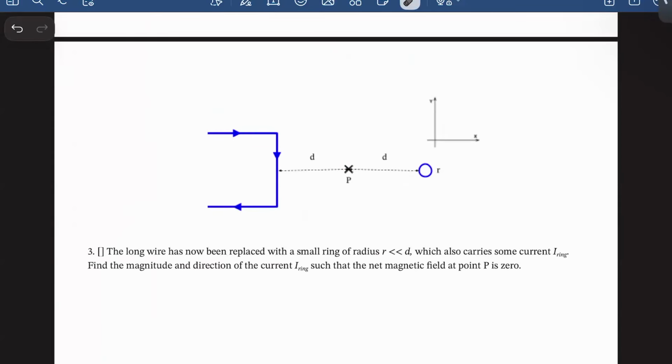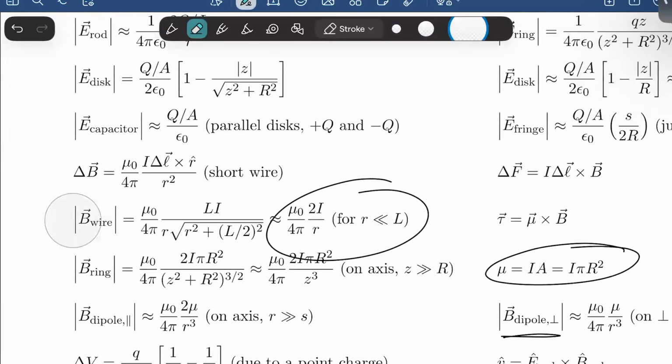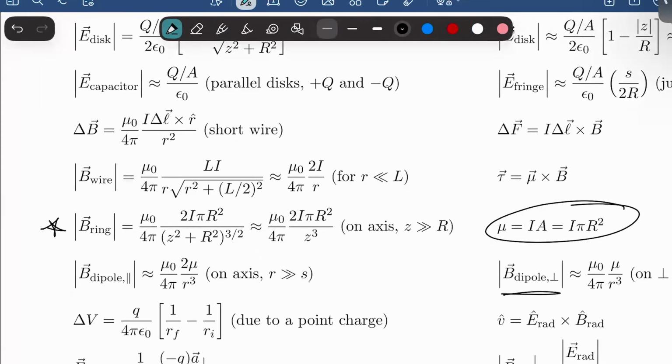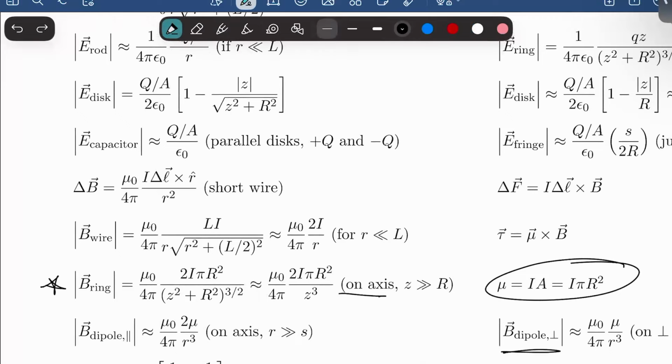To do this, and I got a lot of questions in the double plus for this as well, why can I not use the B ring formula? Because when you look at the formula sheet, the first thing your eyes go to is to use B ring. But B ring, notice how it says on axis where Z is much greater than R.